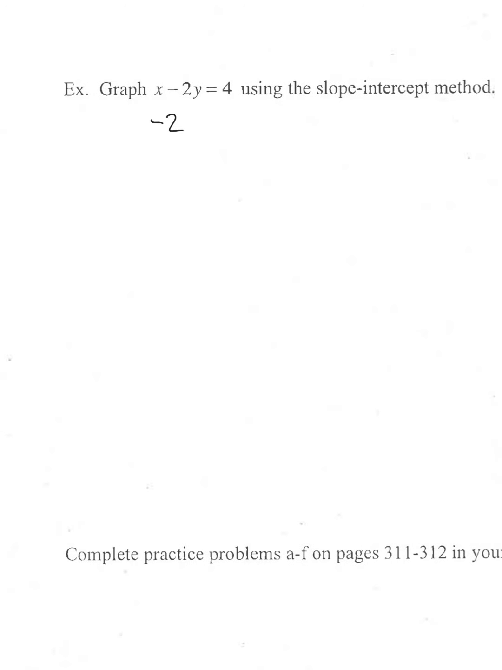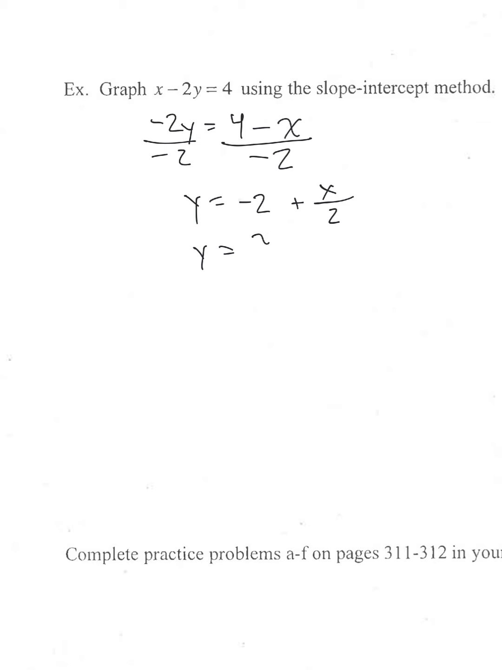I'll subtract x from each side to start. Divide each side by -2, remembering that you have to divide the entire side by -2. And you get y equals -2 plus x over 2. I'll switch the order of those. x over 2 plus -2. And at this point, you might recognize, yeah, okay, this isn't quite there yet. But x over 2 is actually the same thing as 1/2 x. So that just clarifies what our b value would be.